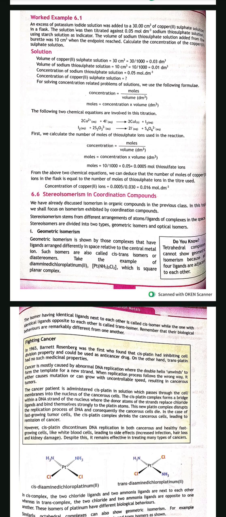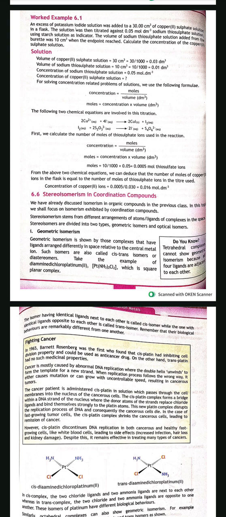The volume of copper sulfate solution is 0.03 decimeter cube, and the volume of sodium thiosulfate in this example is 0.01 decimeter cube. The concentration of sodium thiosulfate solution is 0.05 mole per decimeter cube. Concentration is equal to moles divided by volume, so we can calculate the moles from this.